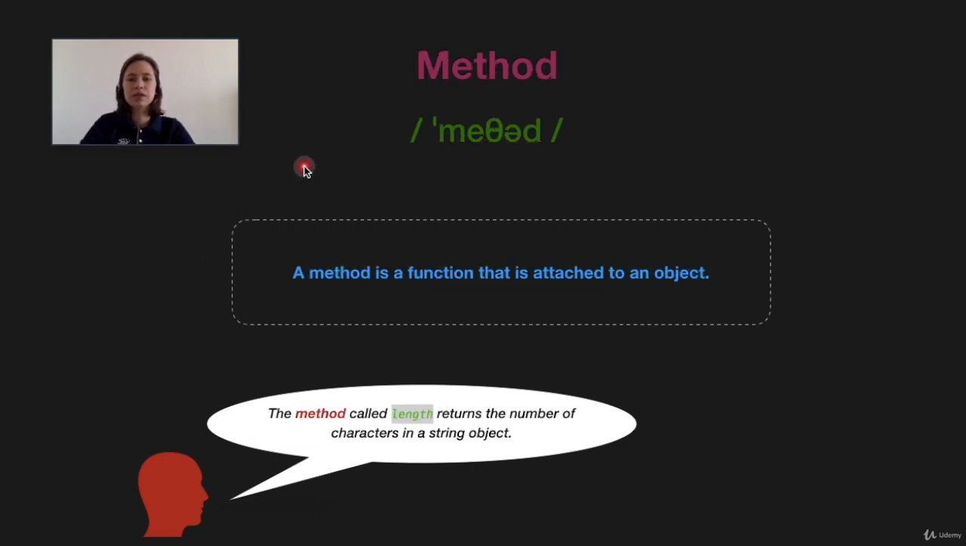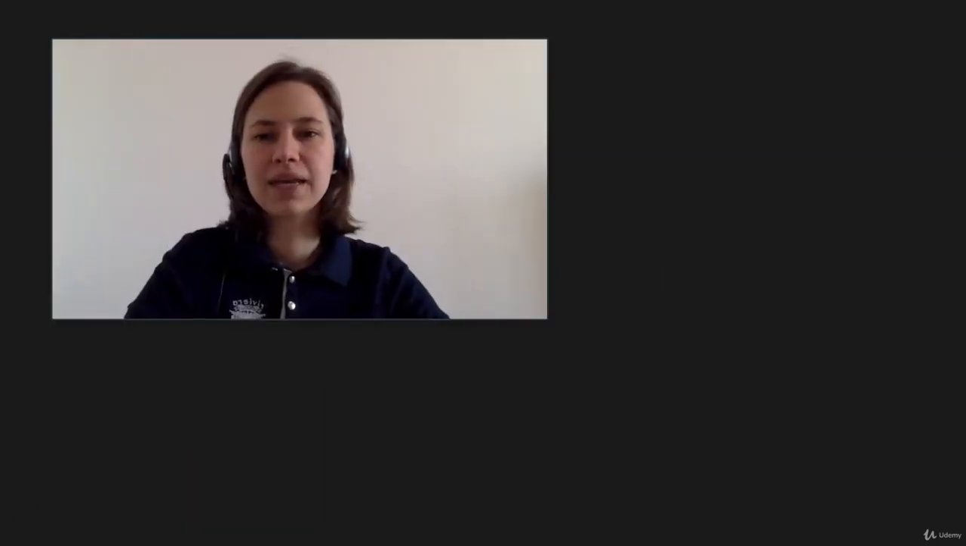And the last one here is method. A method is a function that is attached to an object. A method is a function that goes together with an object. For example, the method called length returns the number of characters in a string object. This is it with the first part of programming terms.